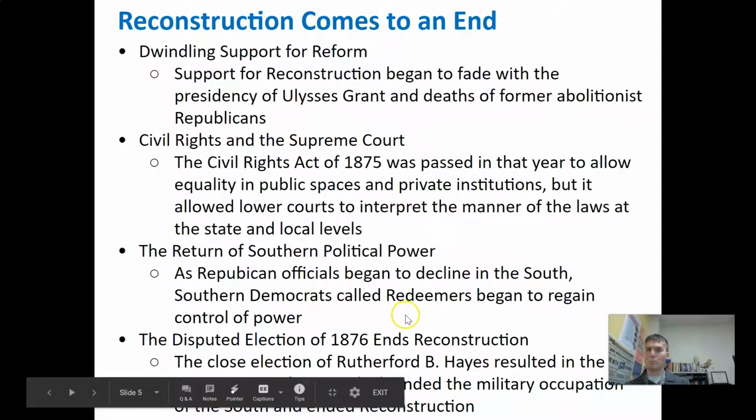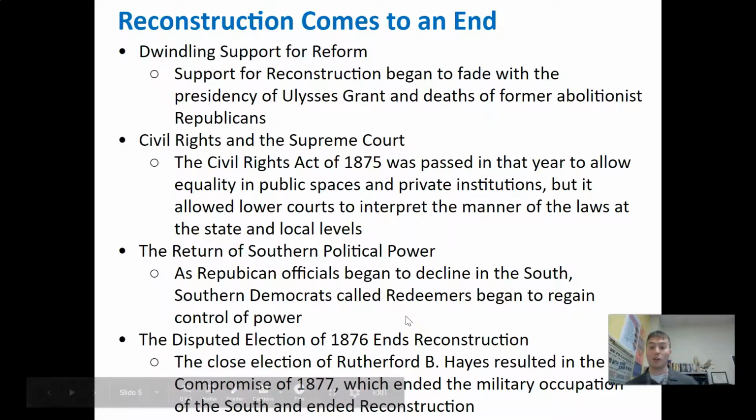So as General Grant, now President Grant, is about to go into a second term of office in 1872, he's starting to become more of a figure of corruption, according to many Democrats, both in the North and the South. That's going to tarnish his reputation a little bit.